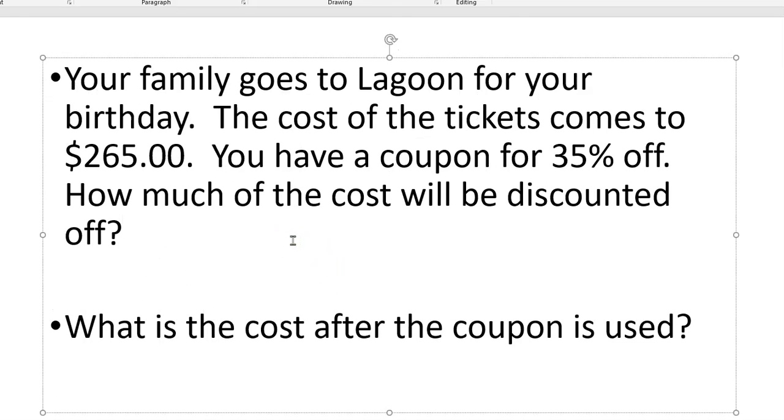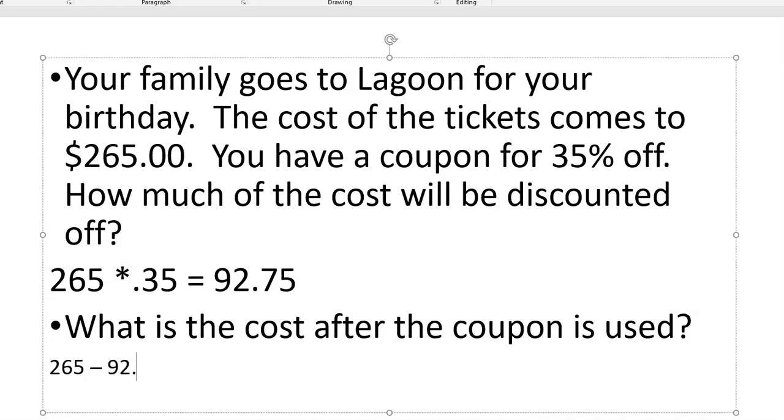Your family goes to the Lagoon for your birthday. The ticket cost comes to $265. You have a coupon for 35% off. How much is off? So you do 265 times, make it a decimal, 0.35. 265 times 0.35 gives you $92.75. And the cost after the coupon used. So original was $265. We took off $92.75, which means we still have to pay $172.25.